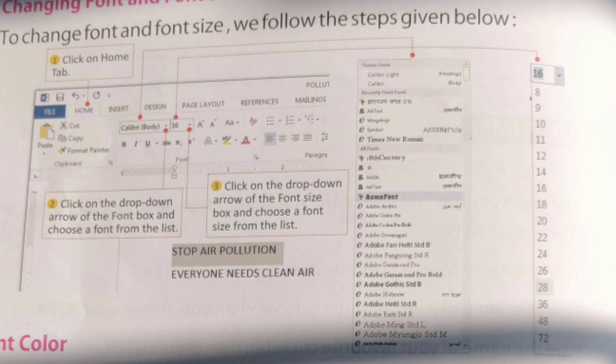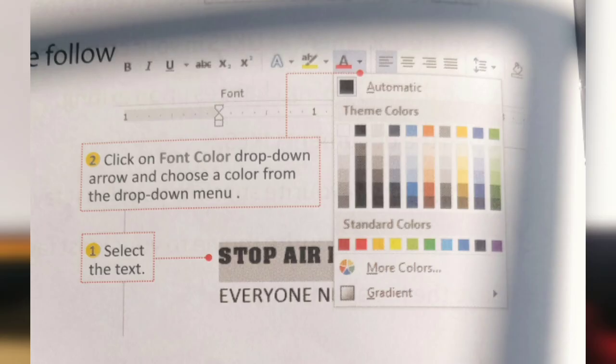For formatting font style, you have to follow some steps. You will open your MS Word, then click on the Home tab. Click on the drop down arrow of the font box and choose the font from the list. Then click on the drop down arrow of the font size box and choose the font size. In the same way you will change the font color also. Select the text first and then click on the font color. One drop down arrow will appear, there you can choose your favorite color.